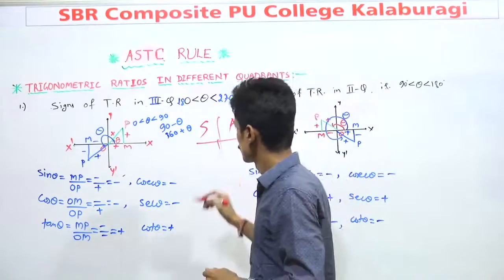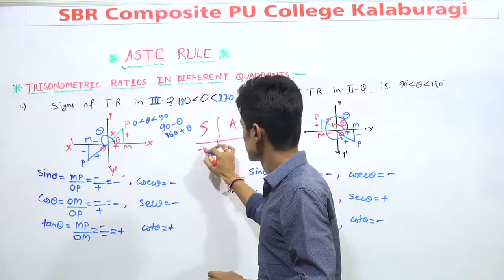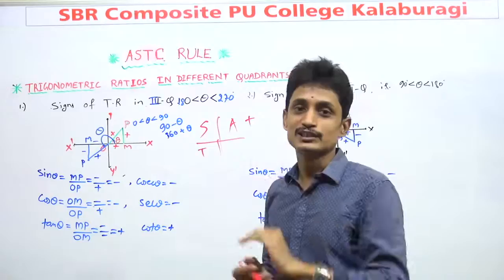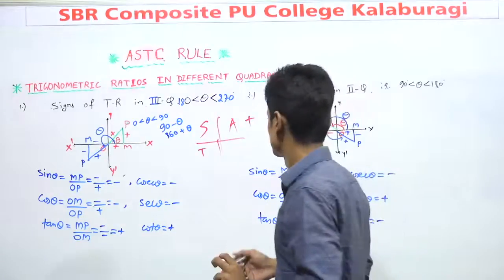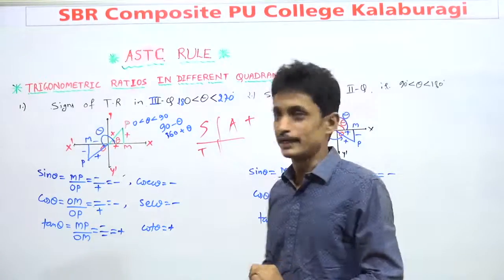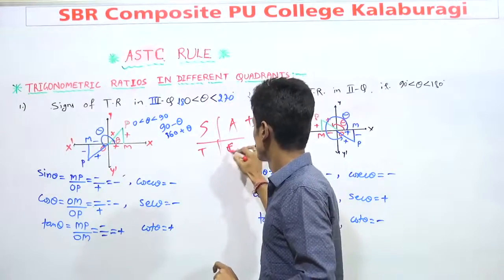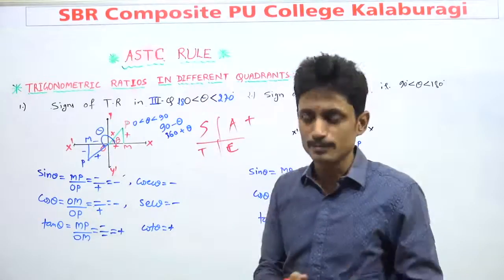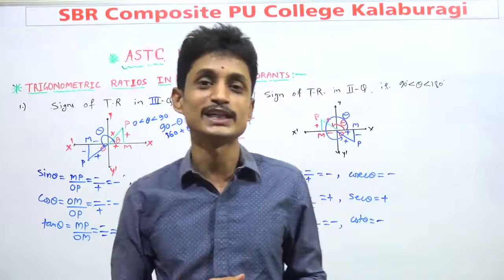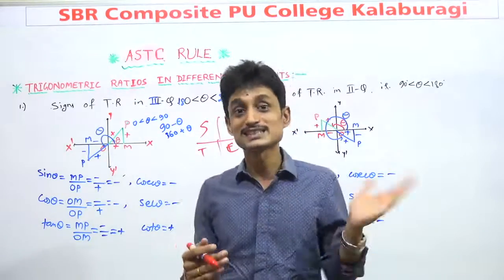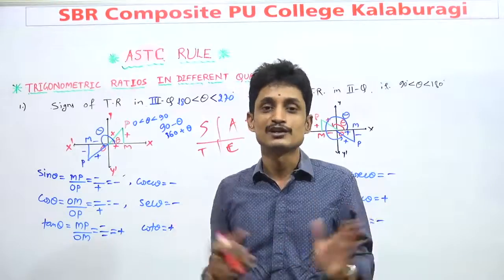Go to the third quadrant. In the third quadrant, the tangent will be positive, and the reciprocal cot is positive. In the fourth quadrant, cos as well as the reciprocal secant is positive. That's why, simply for remembering purposes, we call it the signs of trigonometric ratios in different quadrants.